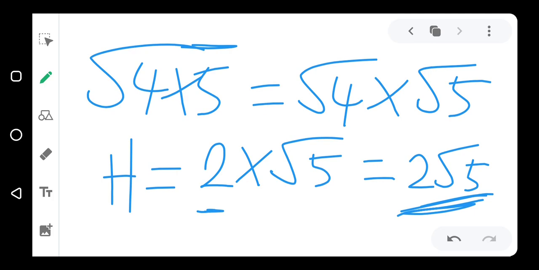If you have a calculator, we can look for the value of root 5 and multiply it to give us the value in decimal points if it is needed. But if it is not needed, we can leave it this way. So this is the answer.